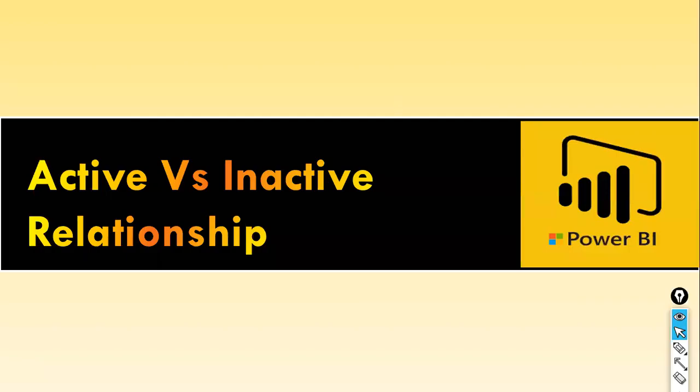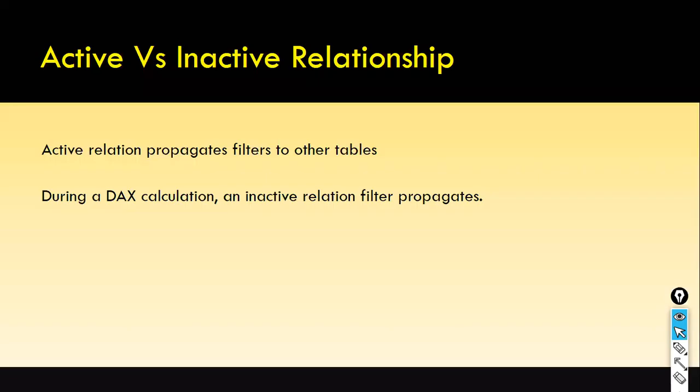Now let us understand what is active and inactive relationship in Power BI. This is very specific to Power BI. Don't think this is part of the data modeling concept. What is active relationship and inactive relationship? The active relationship propagates the filter to other tables. Inactive relationship doesn't do the propagation.